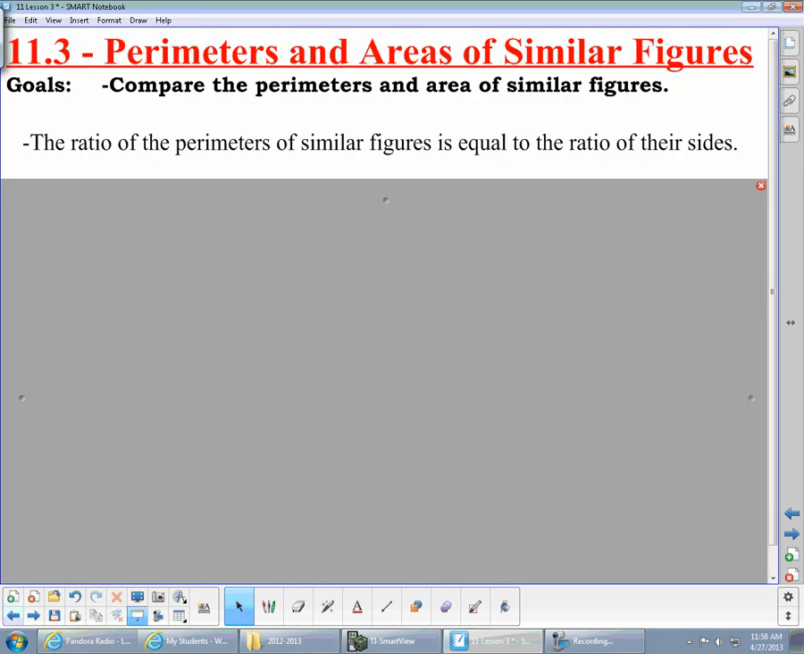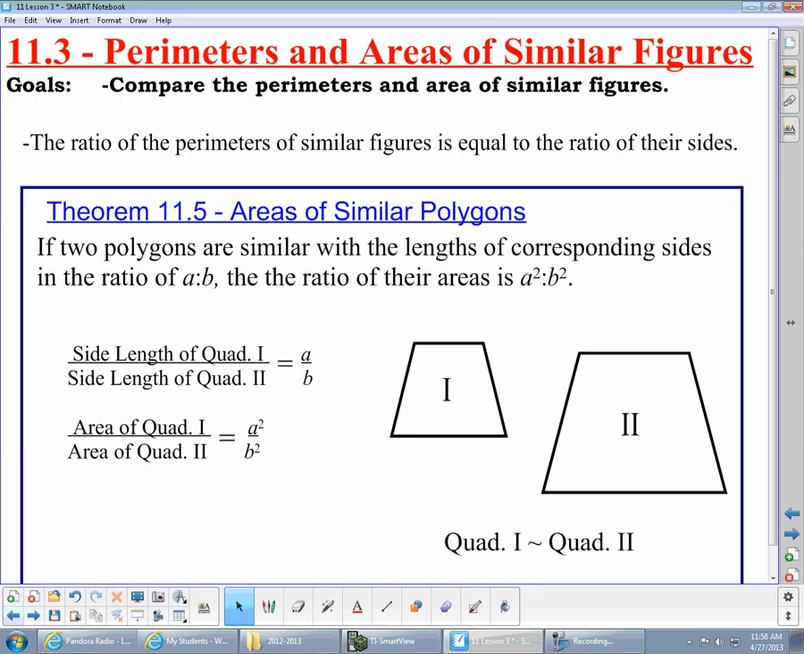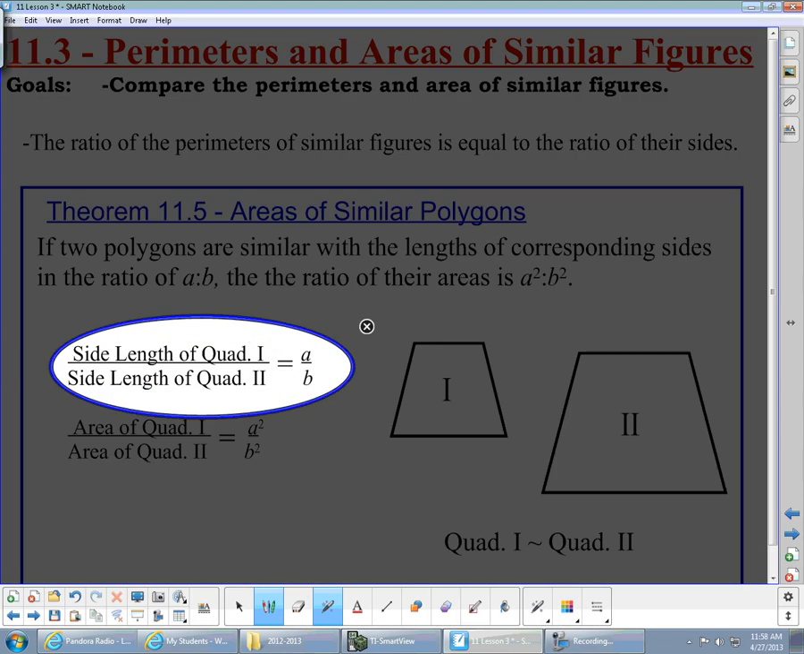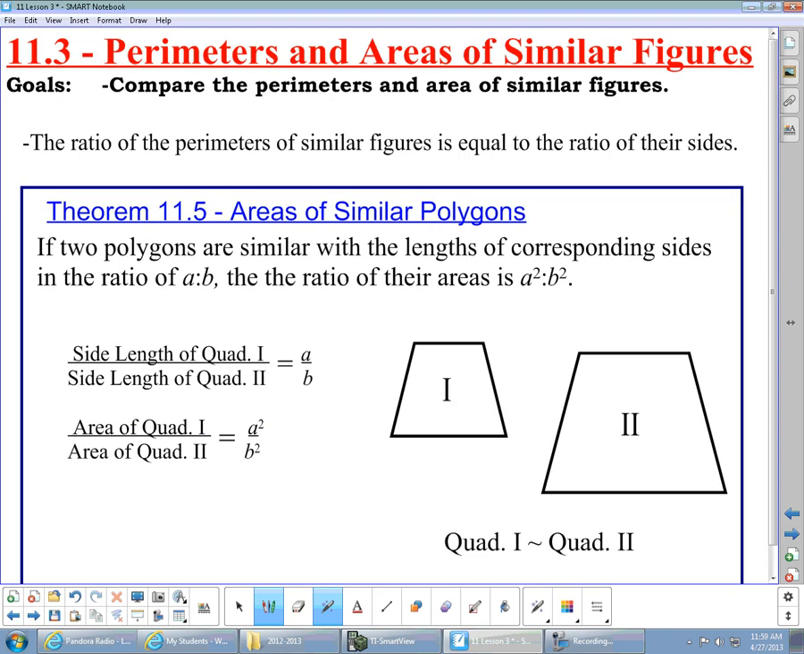Going back here, the notes present this in Theorem 11.5, which states the areas of similar polygons. If two polygons are similar with the lengths of corresponding sides being in the ratio of a to b, then the ratio of their areas is going to be a squared to b squared. Again, the side length here of quadrilateral 1 to quadrilateral 2 is a ratio of a to b. The area of quadrilateral 1 to quadrilateral 2 would be a squared to b squared. And that would be the relationship.